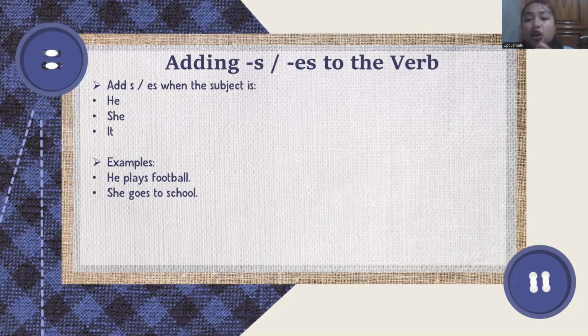We add s or es when the subject is he, she, and it. I repeat again: add s or es when the subject is he, she, and it. For example, he plays football and she goes to school. These examples help students remember the rule more easily.